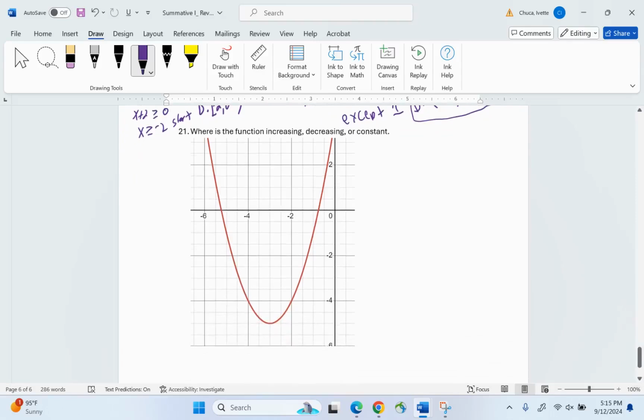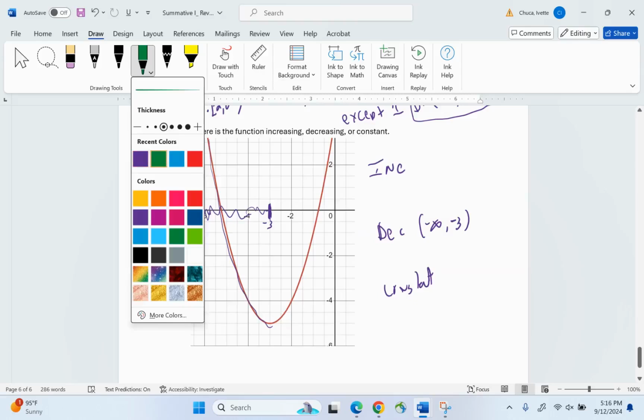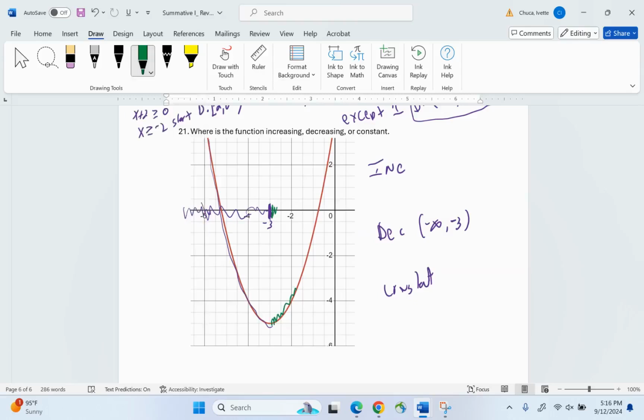Where is the function increasing, decreasing, or constant? So let's look, we'll have increasing, decreasing, and constant. If we go from left to right, notice that the graph is decreasing. It does that all the way until we get to this point right here, and that point is -3. So from -infinity to -3, this is decreasing. And then the graph starts to go up, and that happens from -3 all the way to these numbers over here. So that's going to increase from -3 to infinity. And for constant, there's none, no interval.